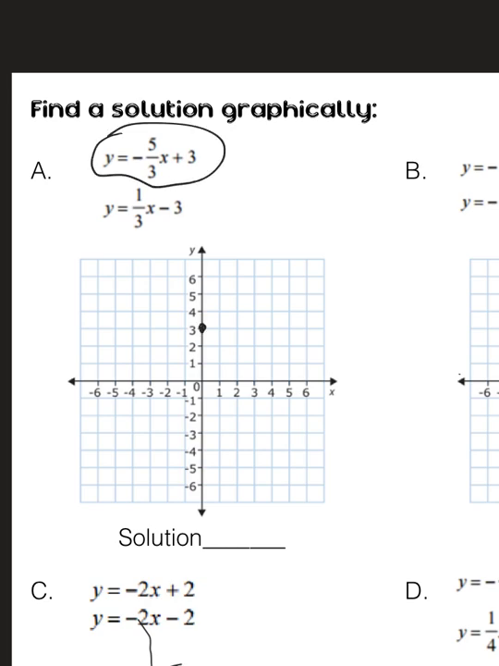My slope is 5 over 3 with a negative either on the top or the bottom. I'm going to actually put the negative with the top. So I'm going to rise negative 5 and run positive 3. Here's going to be my first line. See if I can use a straight edge this time to get a line that looks better than in the past. There we go.